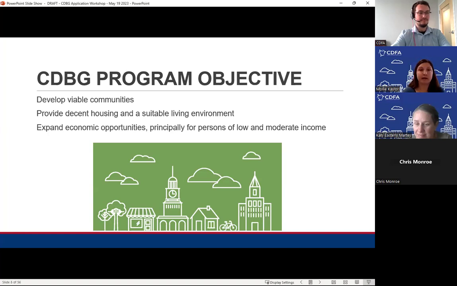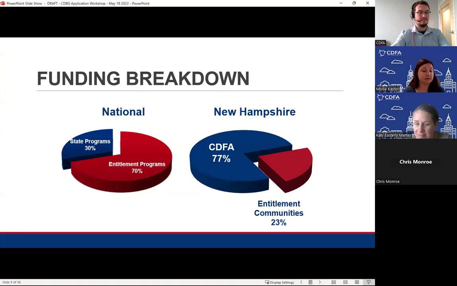And through an annual formula allocation process, the Department of Housing and Urban Development, or HUD, provides federal CDBG funds to both entitlement communities and states. We'll talk more about that in a moment. CDFA has administered the annual allocation of CDBG funds on behalf of the state of New Hampshire since 2003. And we've coordinated the investment of more than $150 million into New Hampshire communities. These critical resources have been deployed across the state and have made a significant impact on economic development, housing, and community-based projects in dozens of municipalities.